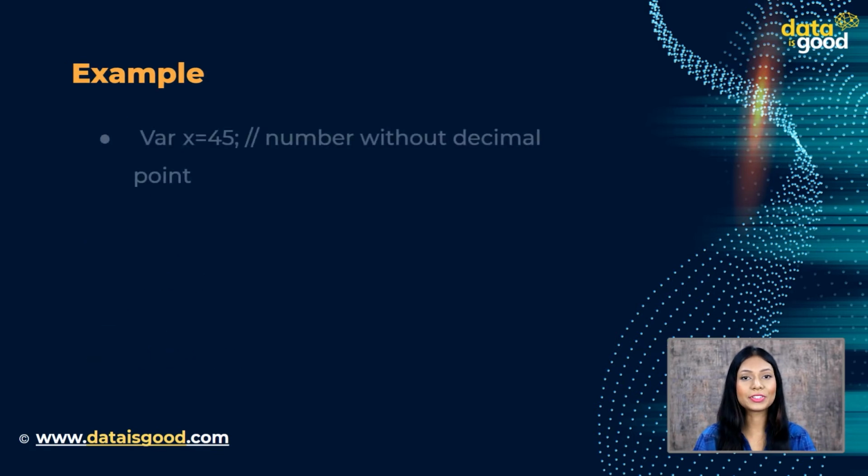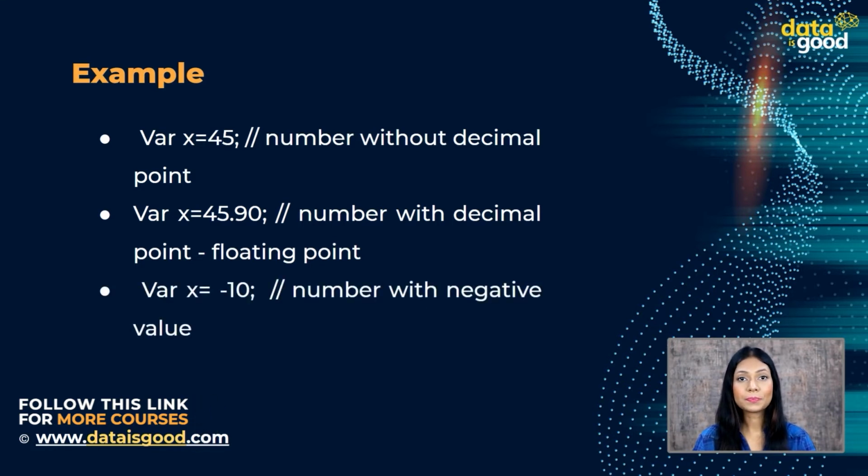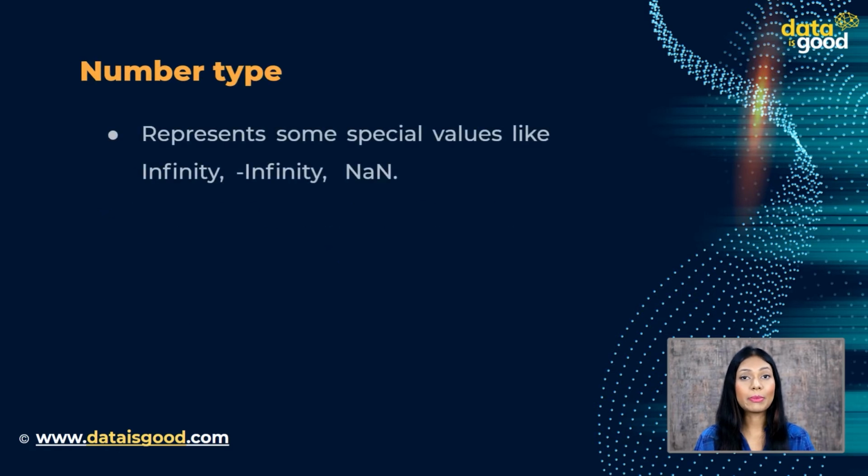Here is an example on your screen. var x = 45; number without decimal point. var x = 45.90; number with decimal point, floating point. var x = -10; number with negative value. The JavaScript number data type also represents some special values like Infinity, -Infinity, NaN.